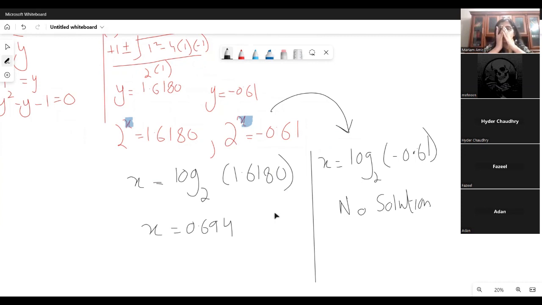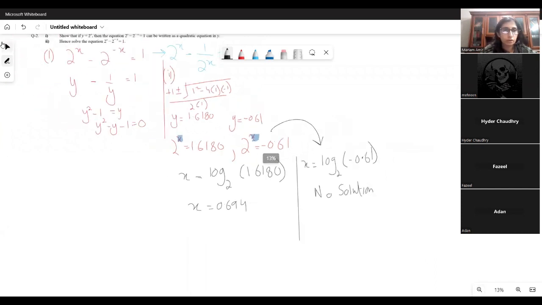Okay, even when you try to take natural log on both sides, you can't take natural log of a negative number. Okay, so that's question number 2. Any questions so far?